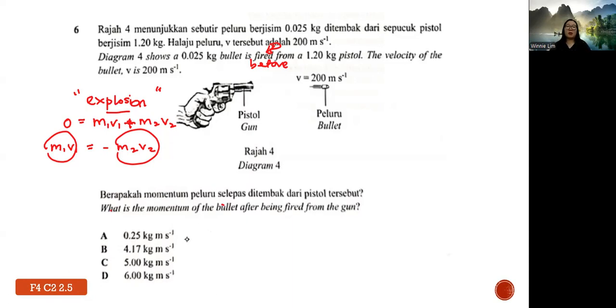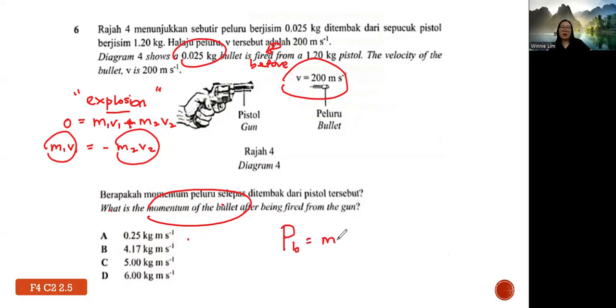Also doesn't matter. Also, what is the idea that you all use? I want the momentum of the bullet only. So do you have the mass of the bullet? Yes. Do you have the velocity of the bullet? So generally, the p for the bullet is actually mv, equals 0.025 times 200. Okay, so this question is actually wanting you to find the momentum only, that's it. So therefore 0.025 times 200, you're supposed to get 5.